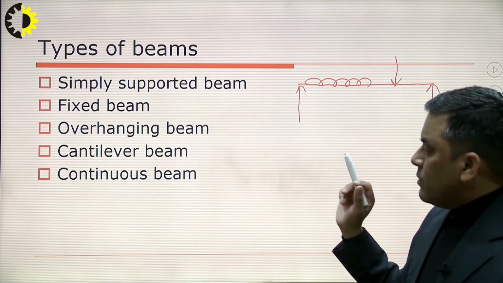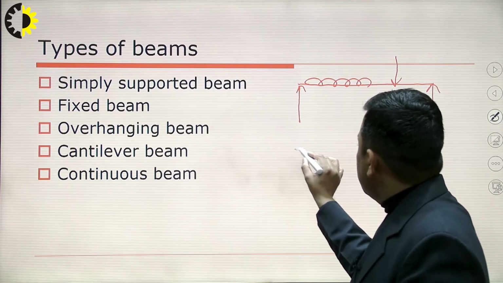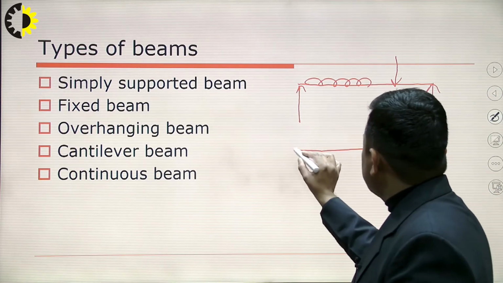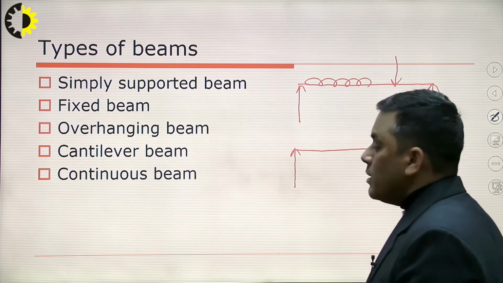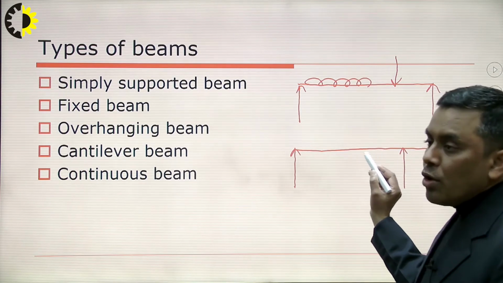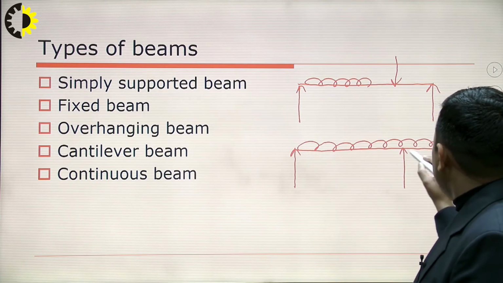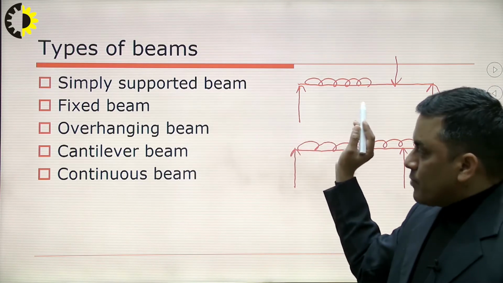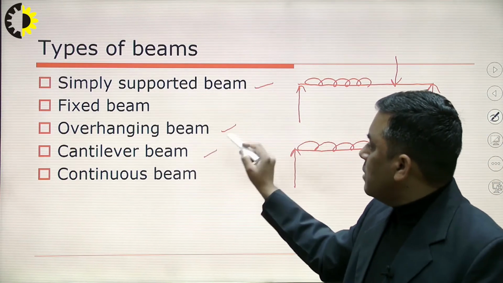Another type of beam is the overhanging beam. Overhanging beam: the supports are not exactly at the ends, the supports are slightly inside, either from one side or from both sides. This type of arrangement of beam is known as an overhanging beam. So, simply supported is done, overhanging is done, cantilever is done.